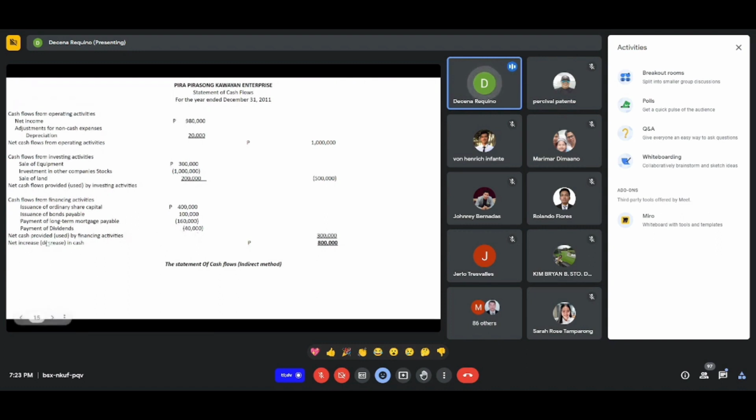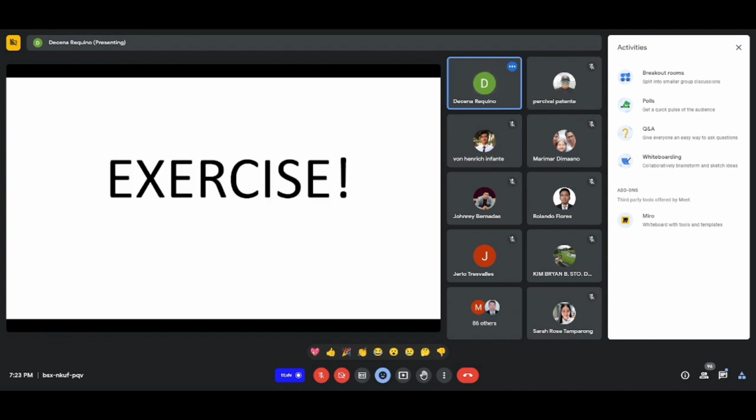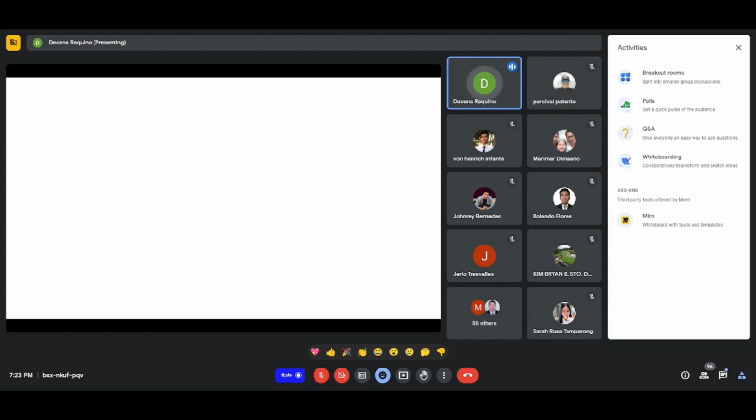So, dito, meron kang net cash provided by financing activity kasi naka-positive siya. So, kapag positive, provided yung tawag. Kapag naka-negative siya, use. Ibig sabihin, lumabas yung cash. So, dito sa sample, meron kang net, since positive siya, ibig sabihin, dagdag sa cash, meron kang net increase in cash na 800,000. Ito yung sample ko dito sa cash flow analysis.